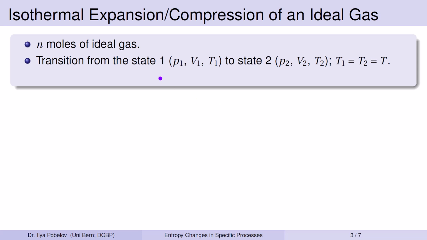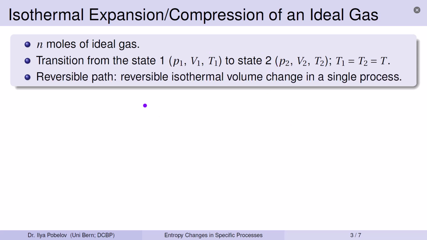To calculate the entropy difference between these two states, we must consider any reversible path from the initial to the final state. Importantly, the entropy difference will be the same no matter how the state change was actually carried out. It could be a reversible volume change in a single process. It could be an irreversible volume change or any sequence of processes. The entropy difference depends only on the initial and the final state.